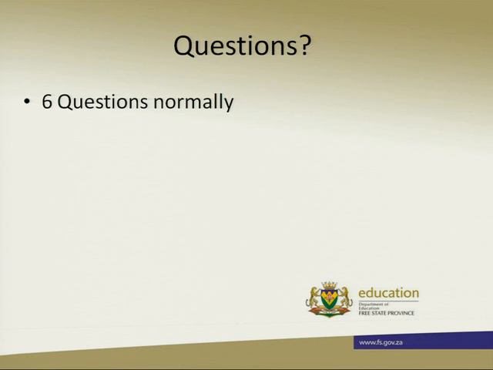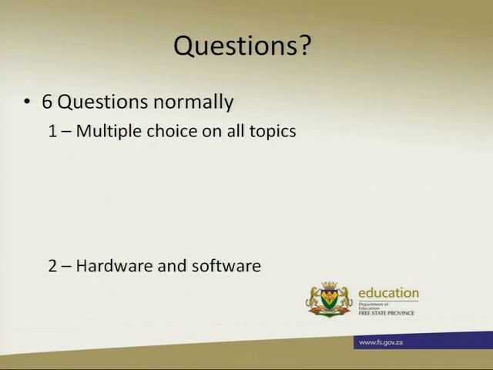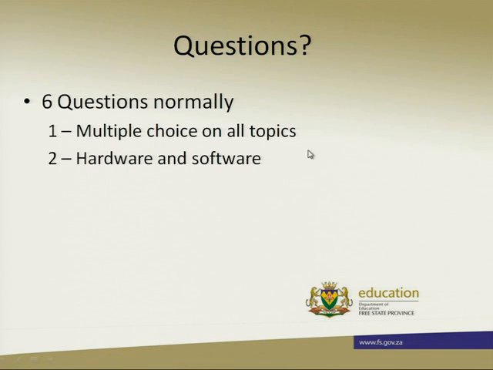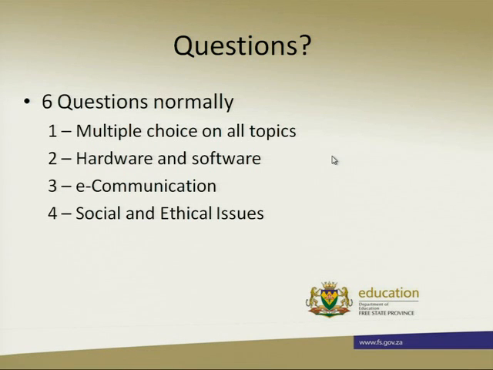Now, first of all, the question I think all of you always ask is, how many questions? Six questions normally. The first question, as you may have already exercised in previous papers and exams, is multiple choice on all topics. Then your second question is normally hardware and software, all the theoretical concepts and definition type questions. Then e-communication and networks, and then social and ethical issues, all of this around what the human interaction with the computer involves.